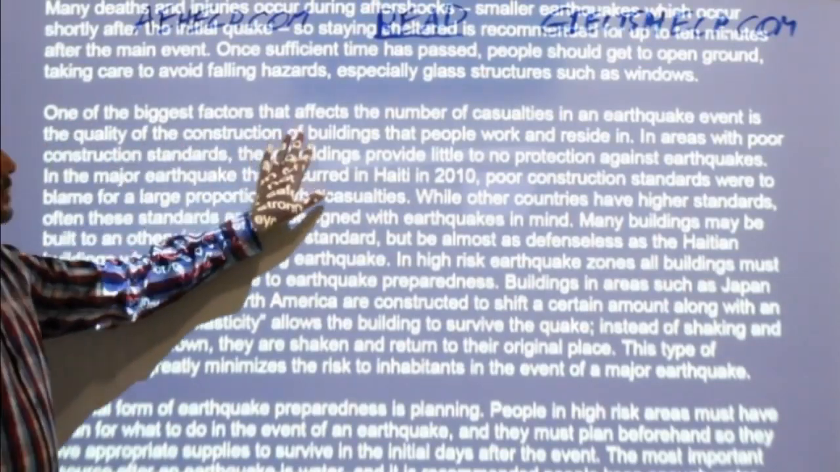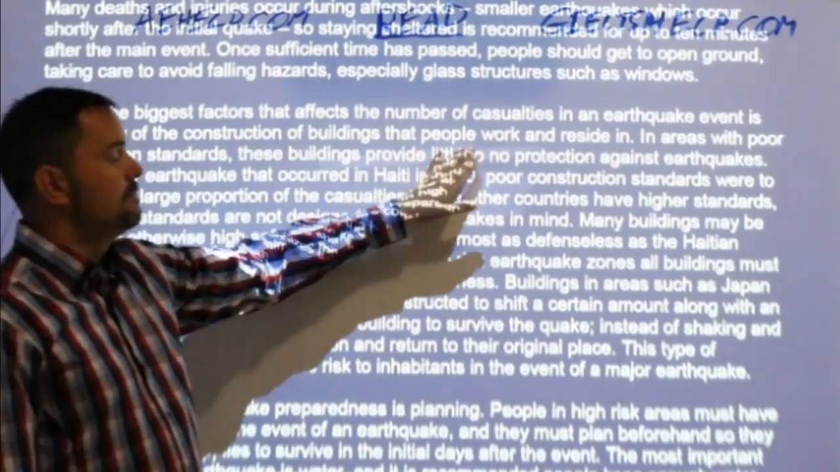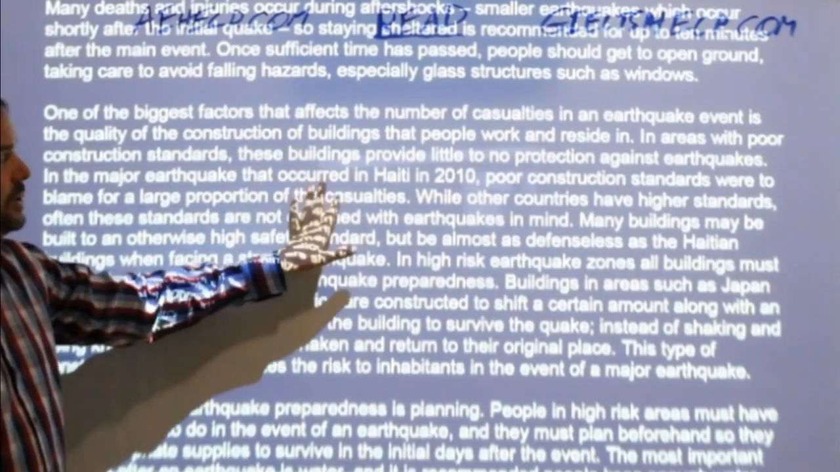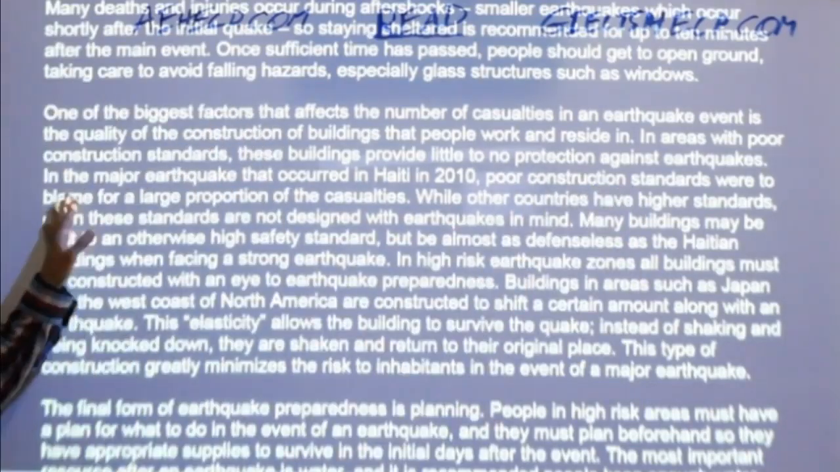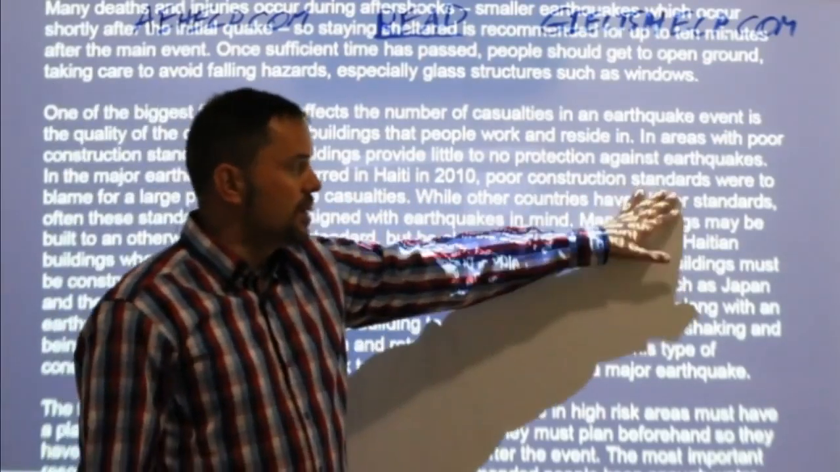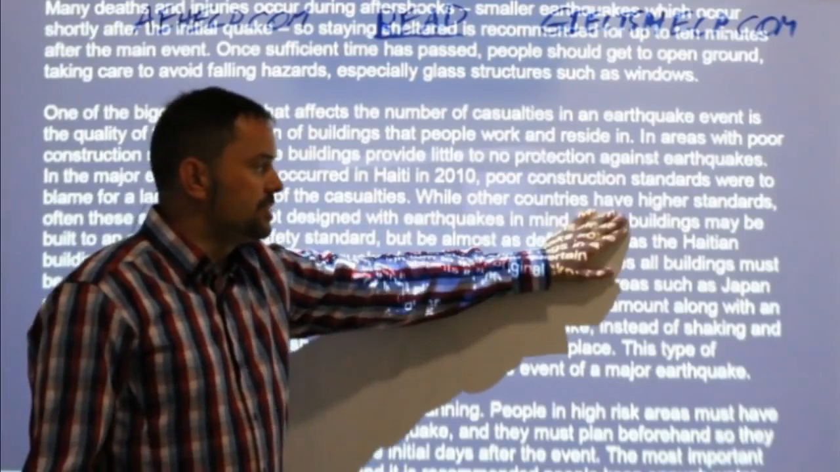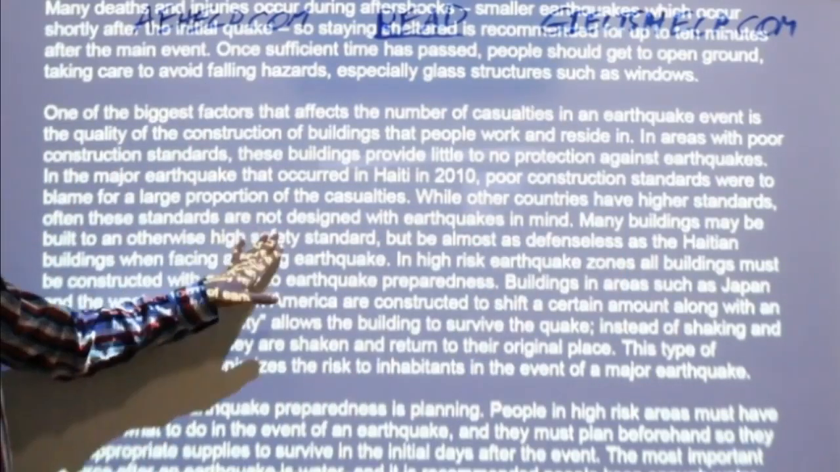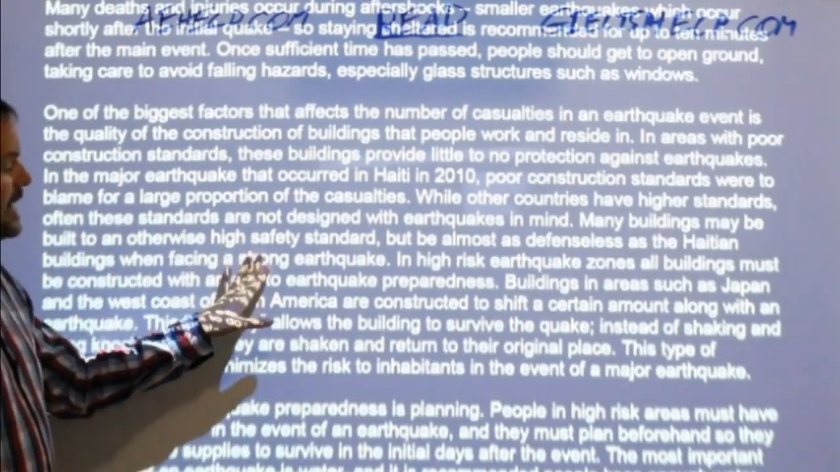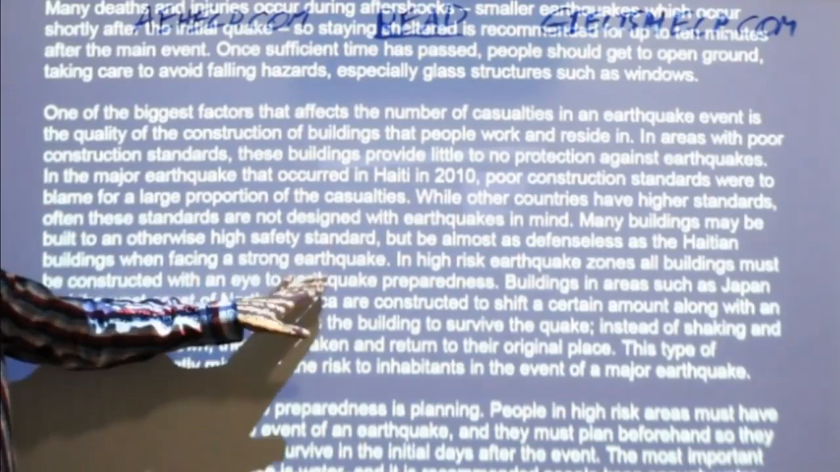One of the biggest factors that affects the number of casualties in an earthquake event is the quality of the construction of buildings that people work and reside in. Aha! In areas with poor construction standards, these buildings provide little to no protection against earthquakes. In the major earthquake that occurred in Haiti in 2010, poor construction standards were to blame for a large portion of the casualties. While other countries have higher standards, often these standards are not designed with earthquakes in mind. Many buildings may be built to an otherwise high safety standard, but be almost as defenseless as the Haitian buildings when facing a strong earthquake.